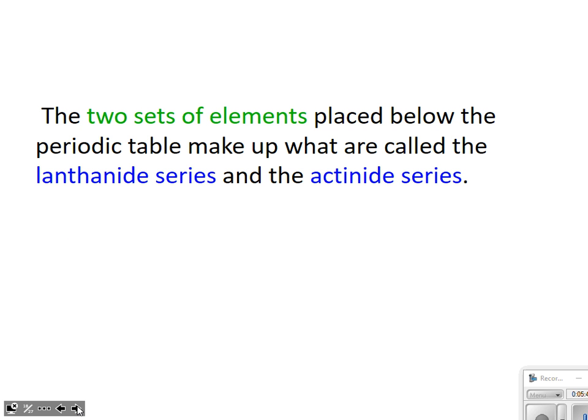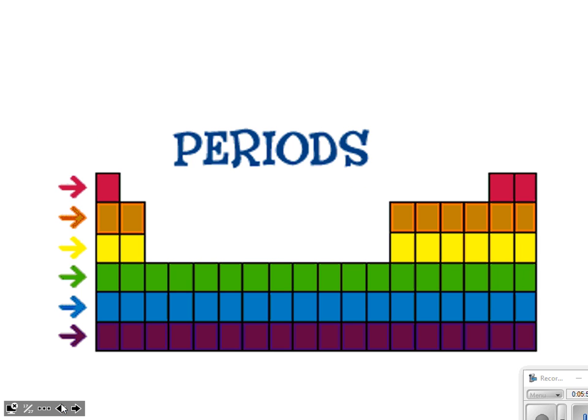So, as I look at this, okay, as I look at this, let me go back. Like I said, these two groups on this period are more similar than the ones all the way over here. You'll understand that a little bit more when we talk about metals and nonmetals.